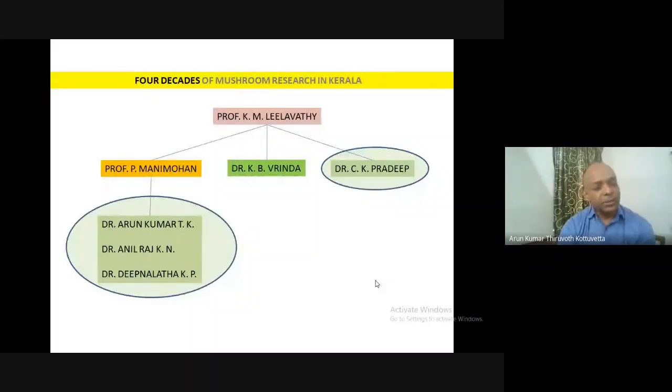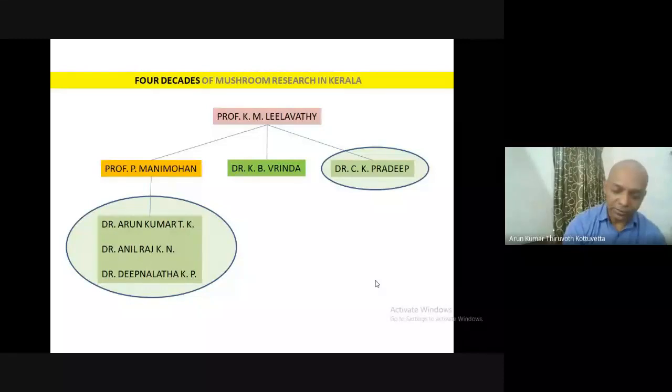Mushroom research in Kerala has a 4-decade history. It started with Professor K.M. Leelavathi at the Department of Botany, University of Calicut, followed by her students: Professor Manimohan, Dr. Vrinda, Dr. C.K. Pradeep, who are all students of Professor K.M. Leelavathi. And after that generation, there is another generation of young mycologists coming up, still working on mushrooms of Kerala.